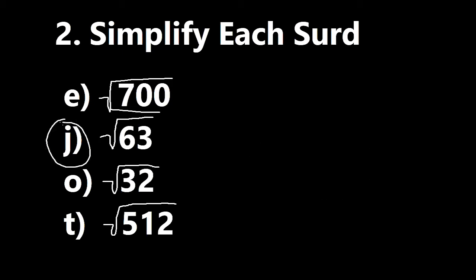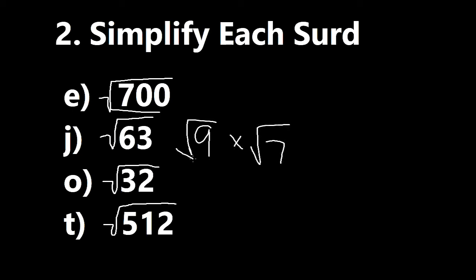Question J now, let's go on to J. So root 63. Now this time I don't have quite an obvious factor here, and it's not even, so I can't simplify it by going through with 2. So I'm going to try 9. Remember, 9 is a square number because it's 3 times 3. So if I put 63 divided by 9 in my calculator, it does go in. So that's root 9 times root 7, which is the same thing as root 63.